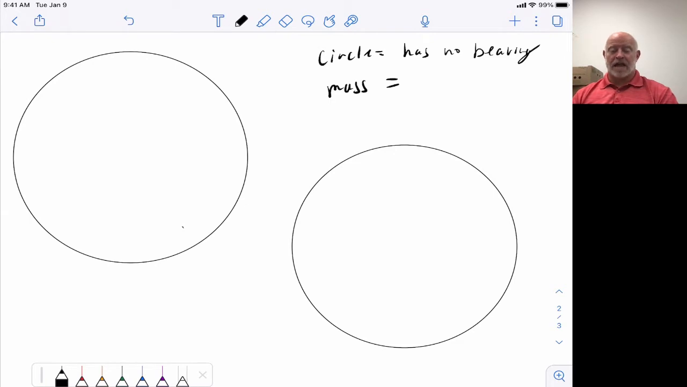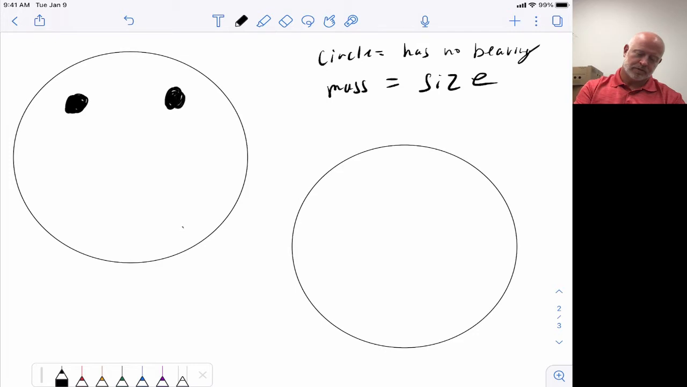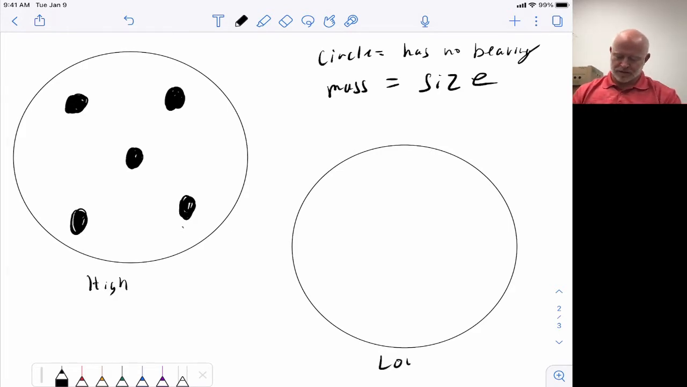For my case, I have a choice. I can use lots of dots to represent mass, or the number of dots, or the size. So I'm going to use size. So I'm going to say the mass equals the size of my dots, okay? So in that case, if I have high mass, I'm going to draw really big dots inside my model. Okay, so if this would be high mass, this would be low mass, I would draw smaller dots inside this model.